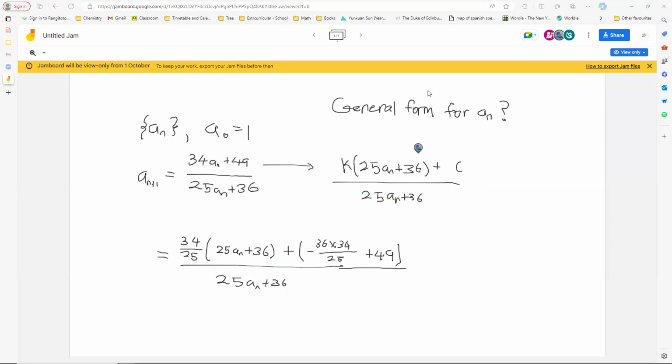So what that means is that we can now write this as, well, because we have 25an plus 36 here and 25an plus 36 over here, we can cancel these out. And that just leaves us with 34 over 25. And then we're still left with this term over here, 36. Can someone quickly calculate what this term actually is? I'm pretty sure it should be something nice.